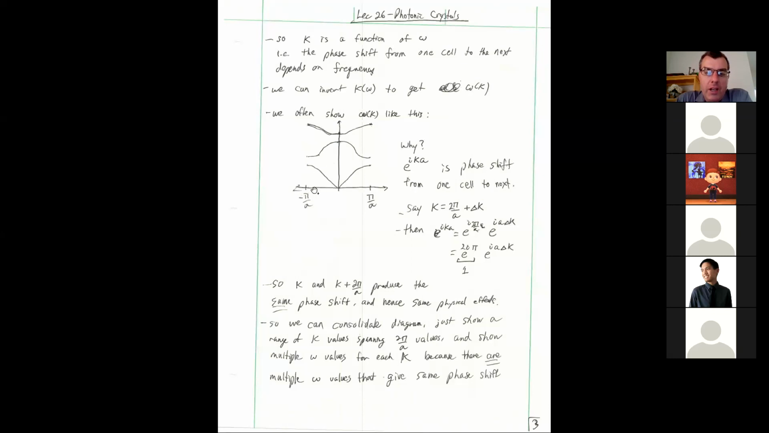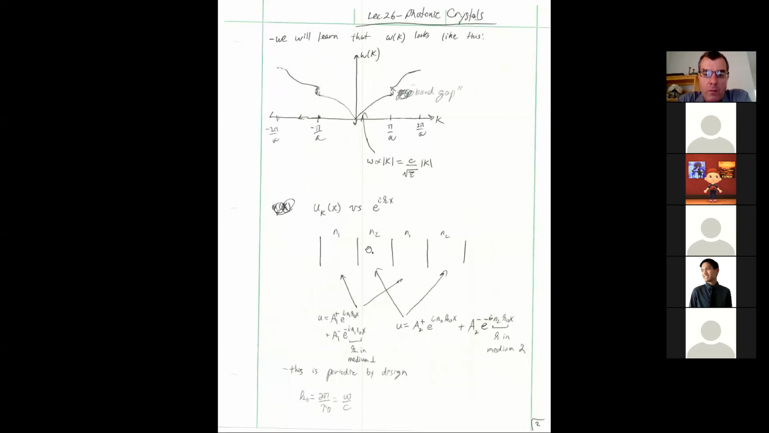And then if we just narrow our range of k values and we solve the equations, we get multiple frequencies that are compatible with each k value. And that's what it means to have these bands. Now, it also means that there are multiple omega values that give you the same value of k. So there are multiple omega values that give you the same phase shift going from this pair of layers to this pair of layers.